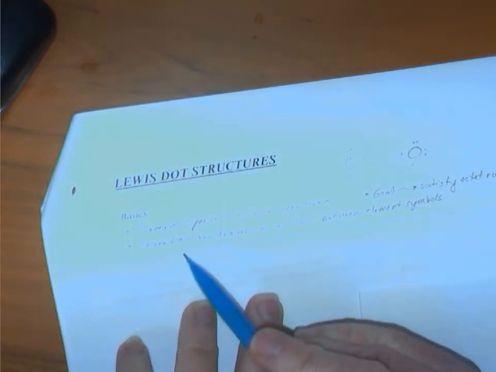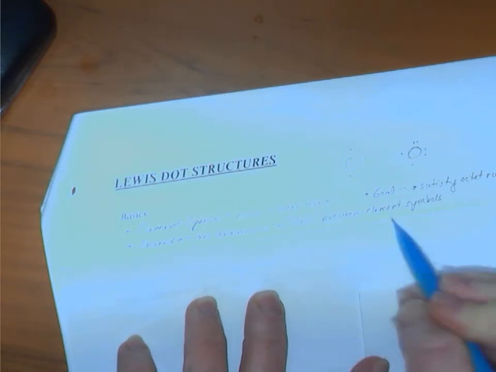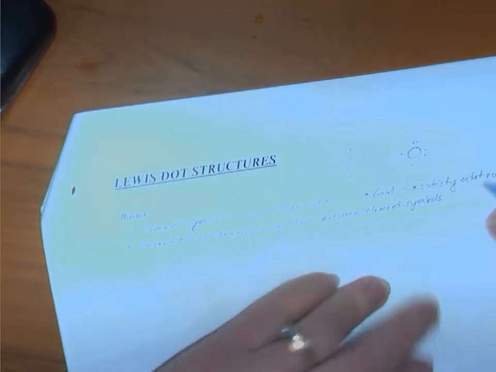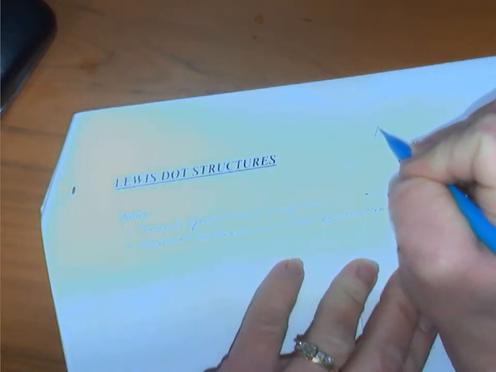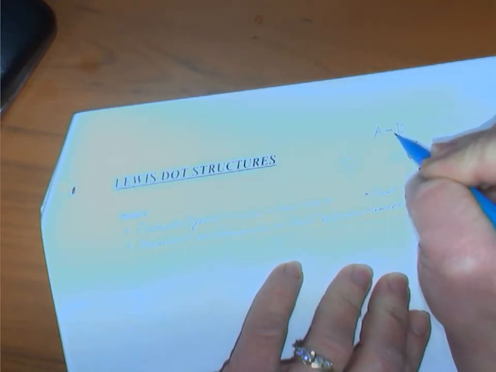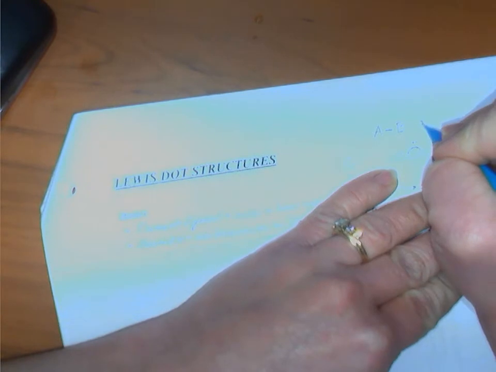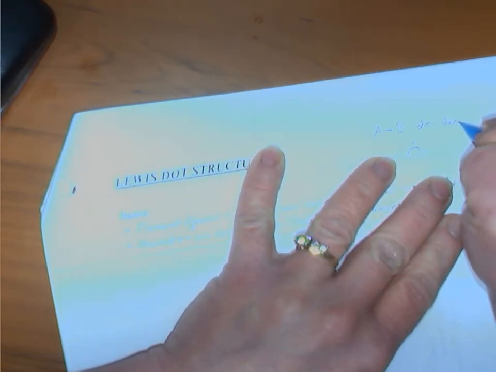When electrons are being shared between elements, they are drawn as a dash between the element symbols. That's where we're going to draw that sharing is occurring. So if there are electrons being shared between element A and element B, a single dash will represent that. And a single dash represents the sharing of 2 electrons, or 1 pair. That is what we would call a single bond.